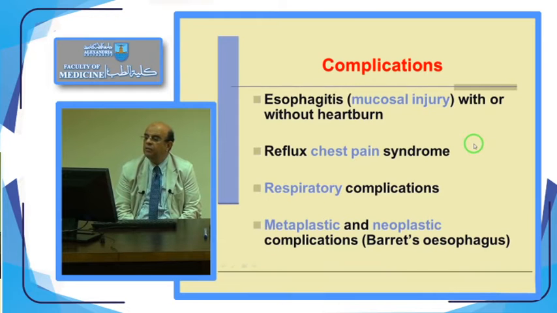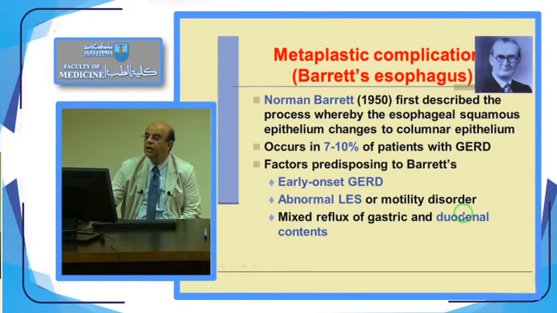Chest pain, respiratory complications, metaplastic and neoplastic complications such as Barrett esophagus and adenocarcinoma. Norman Barrett in 1950 described for the first time the process whereby the esophageal squamous epithelium changes to columnar epithelium. It occurs in 7 to 10% of patients with gastroesophageal reflux disease.